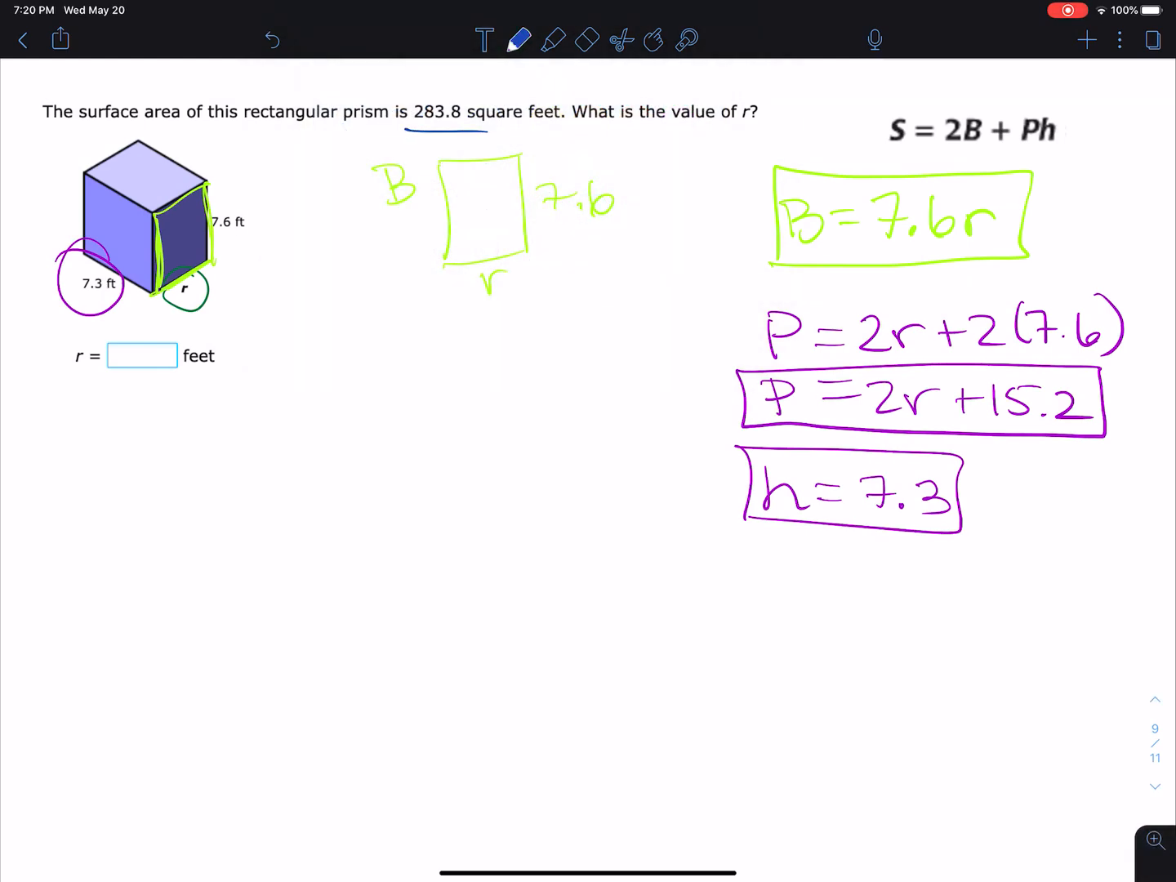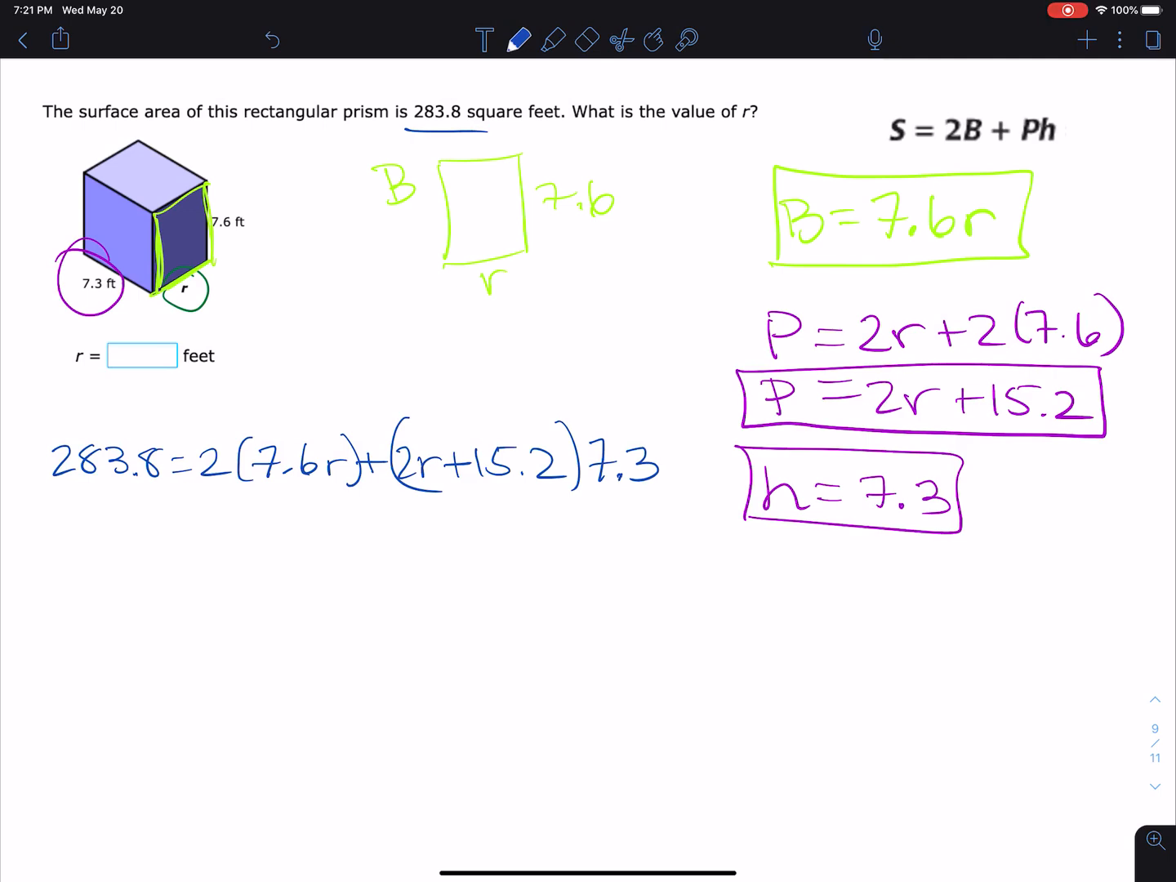So surface area, 283.8 is equal to 2 times big B, 7.6R, plus perimeter times height. Oh man, I ran out of room. I'm going to erase this. I don't like to squish my work. I find a lot of errors happen when I start squishing my work. So 283.8 equals 2 times big B, which is 7.6R, plus perimeter, 2R plus 15.2. Okay, that's all perimeter times height, which is 7.3.